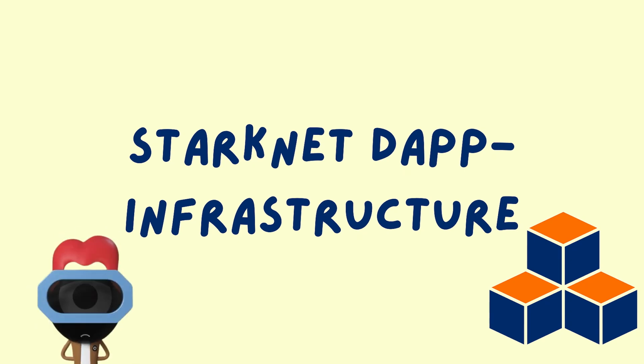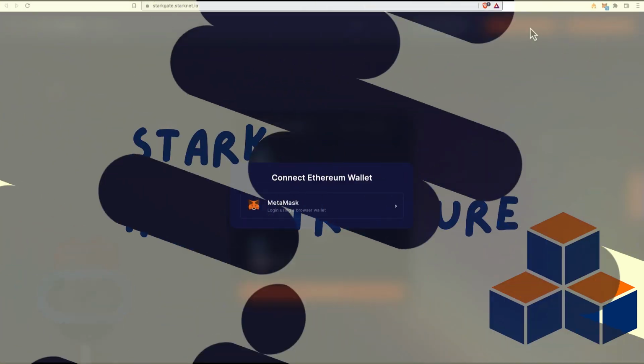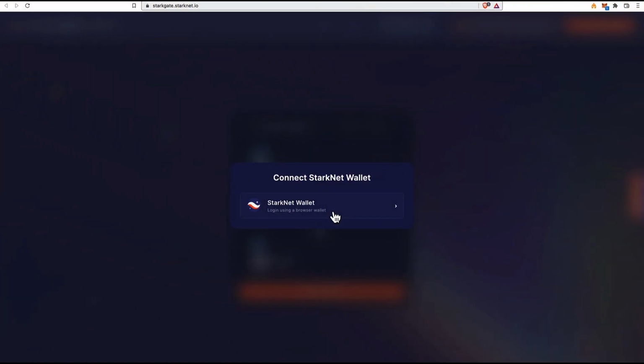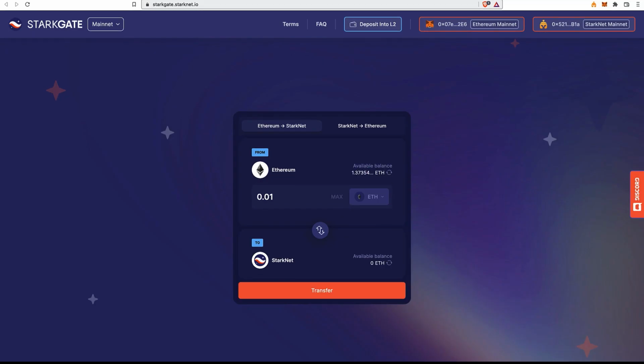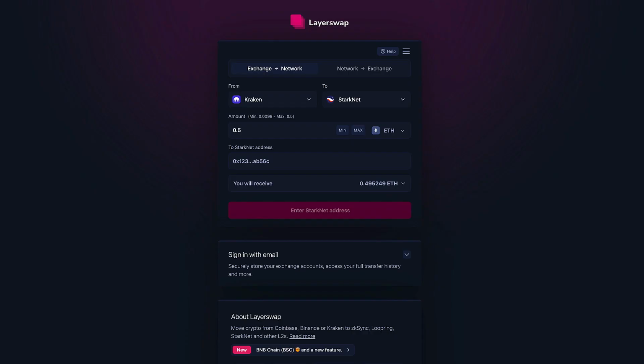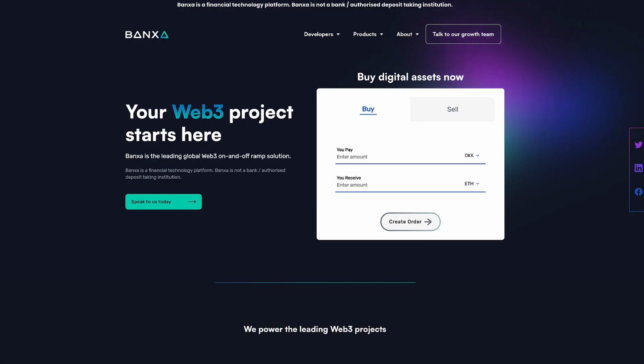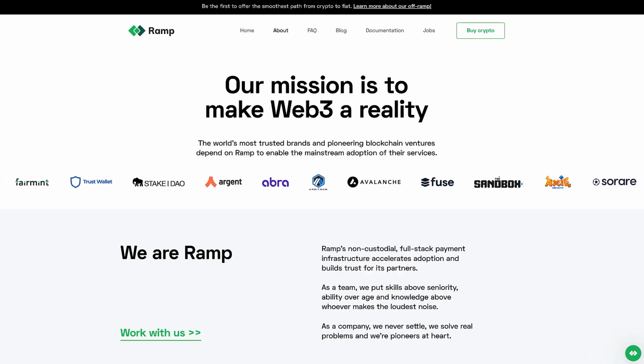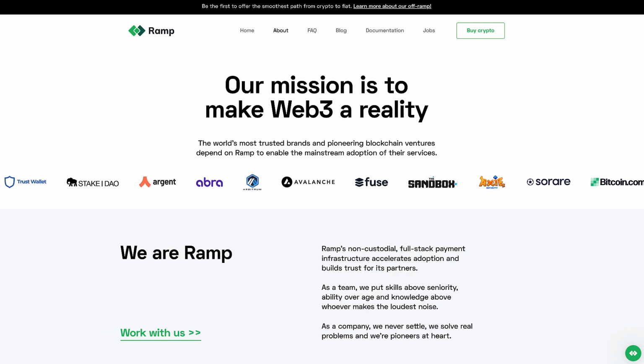Welcome back, guys. In this class we are going to see some important infrastructure projects on Starknet. I would start with Stargate, which is the official bridge to deposit funds into Starknet from the Ethereum L1, and this makes Stargate one of the Starknet on-ramp options, together with other players such as Orbiter Finance, a cross-layer bridge, Layer Swap, an exchange on ramp, and then we also have Bangsha and Ramp, which are solutions that will help you deposit on Starknet directly from the comfort of your own bank account.